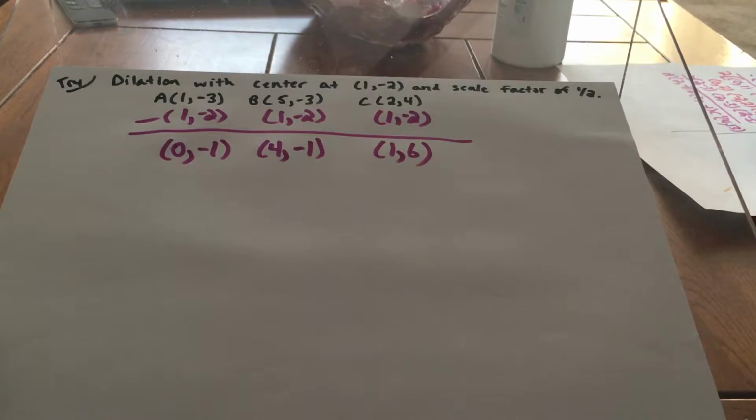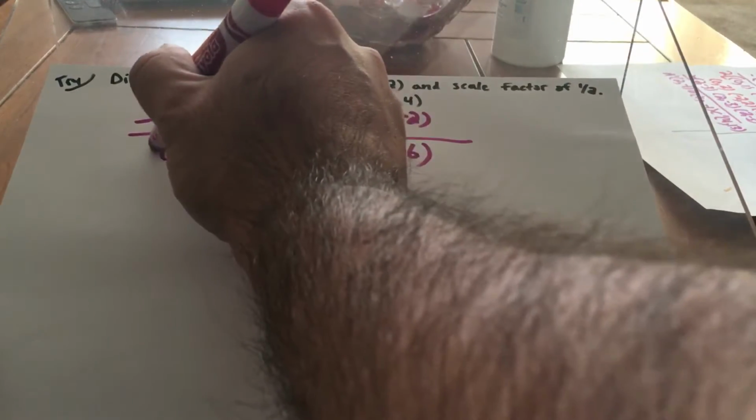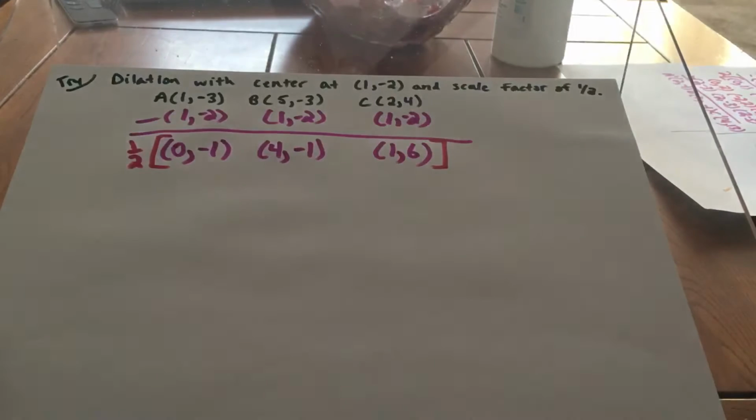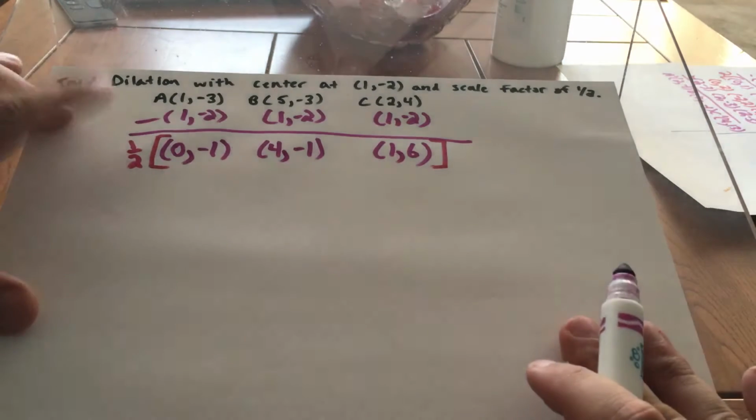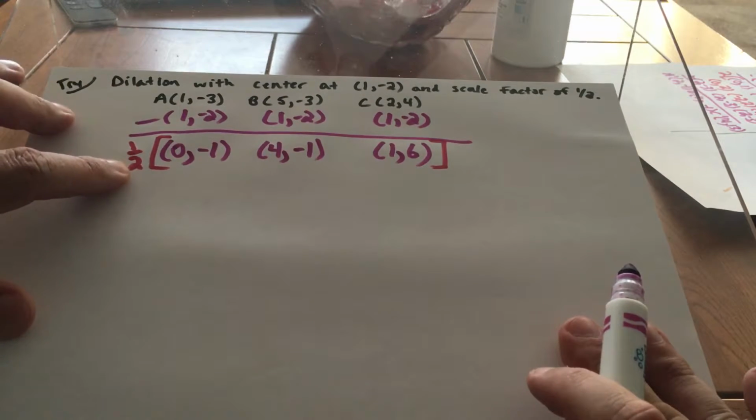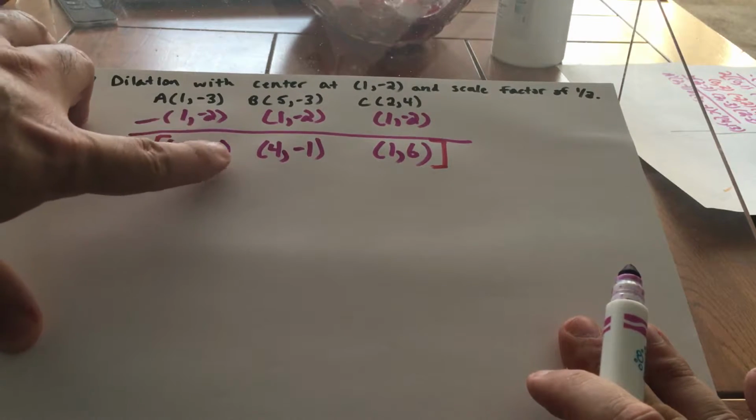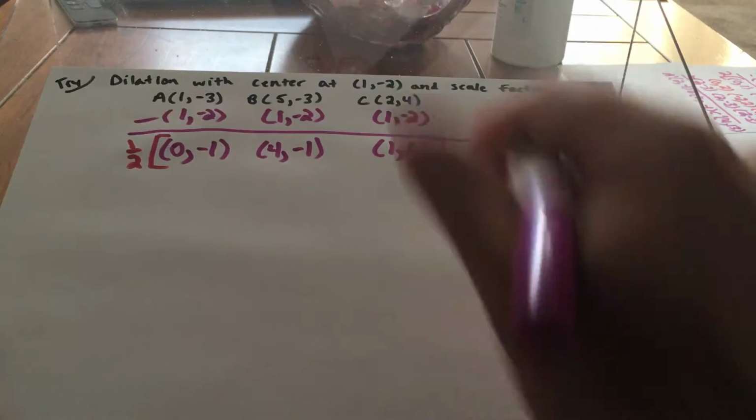All right? So now we take our scale factor of 1/2 and we're going to multiply through everything by 1/2. Okay, so the difference with this is if you're multiplying by 1 over a number, it's the same thing as dividing by that number. So in this case, we're multiplying by 1 over 2. So this is going to be the same thing as dividing everything here by 2.